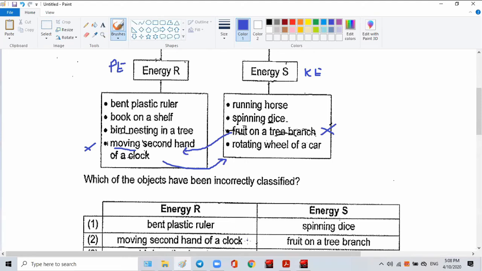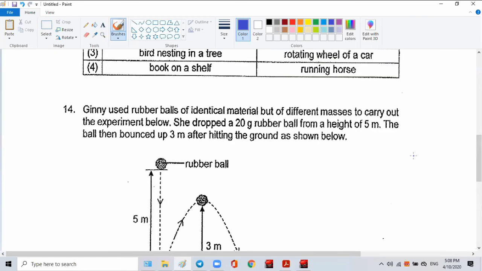So energy R shouldn't be there. Incorrectly classified, and fruit on a tree incorrectly classified. Yeah, in the way I discussed with you, which is number 2. Very good. Hey, next one.